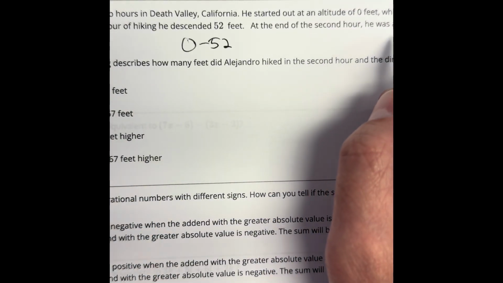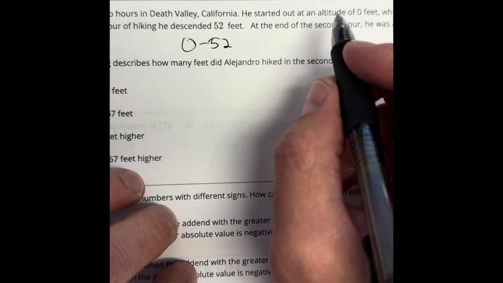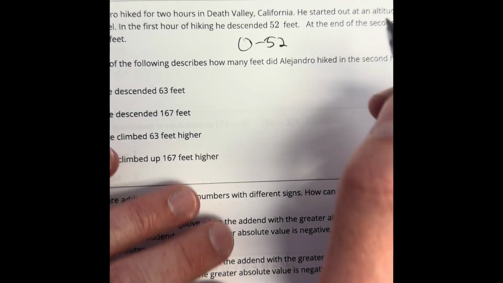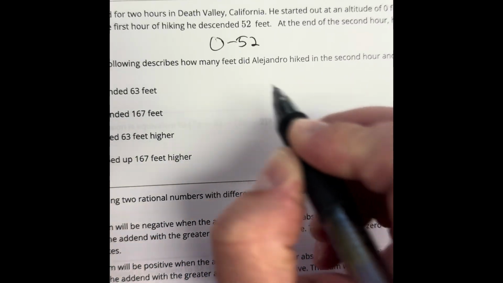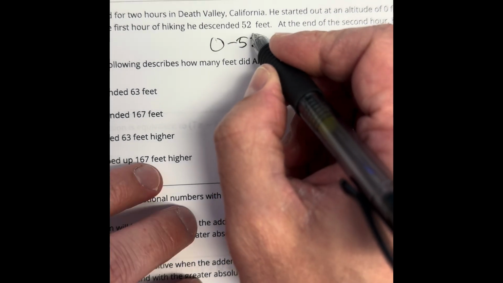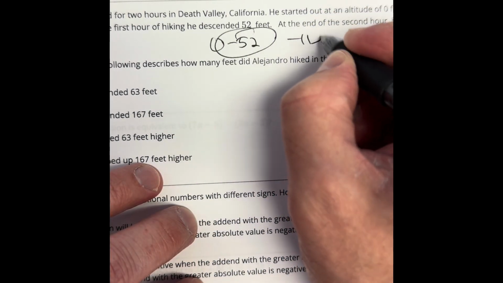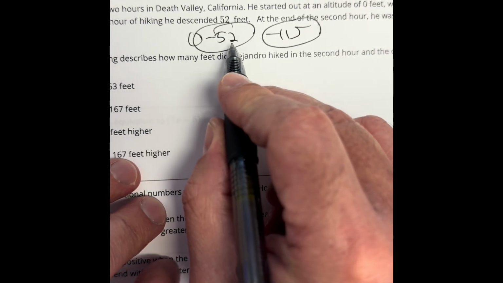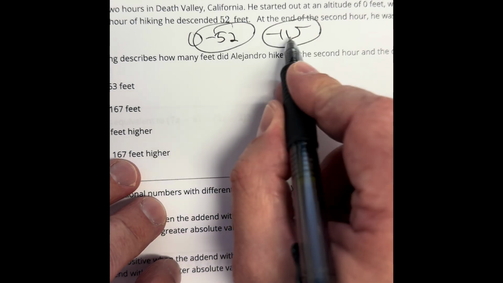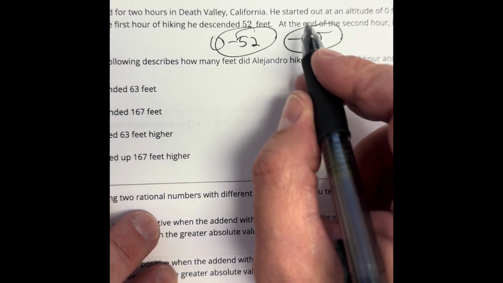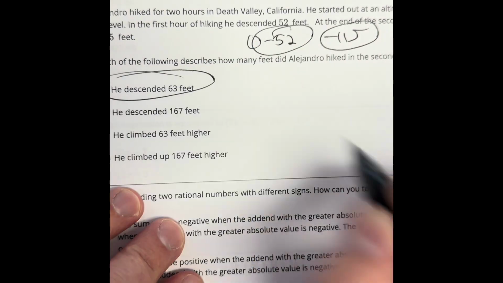At the end of the second hour, his altitude was at negative 115 feet. Okay, so we want to figure out what describes what happened between the first hour and the second hour. So we went from negative 52 feet to negative 115 feet. So what happened in between? He went downhill, or descended, 63 feet.